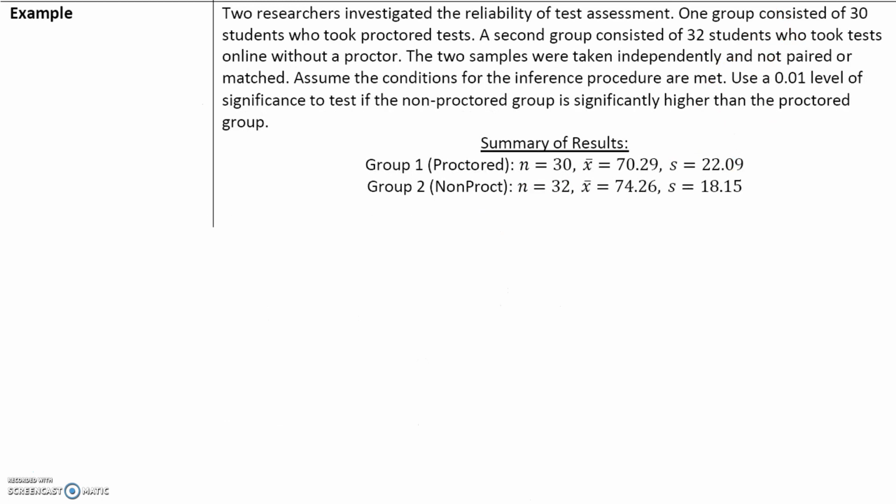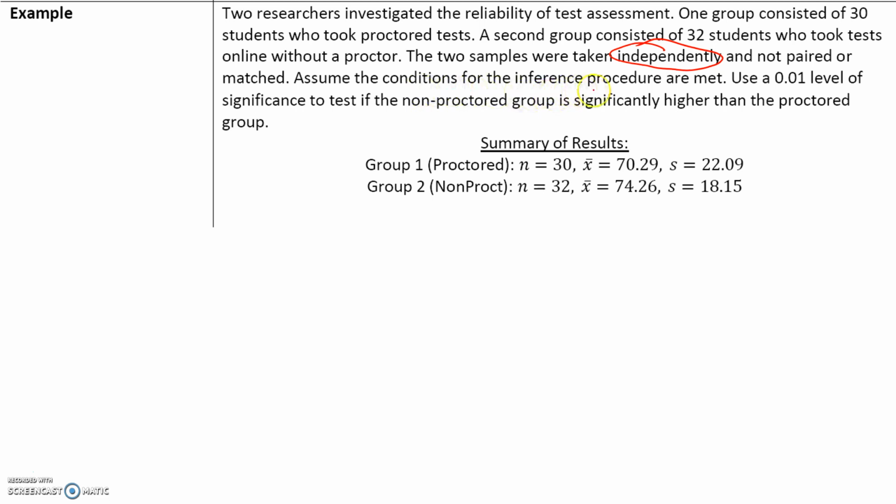Here's an example. Let's go back to the example of the proctored tests. One group consisted of 30 students who took proctored tests, which means they were being watched by someone. A second group consisted of 32 students who took tests online without a proctor, which means they could have had someone to help them, or someone else could have taken the test for them. The two samples were taken independently of each other since there's no relationship between the first and second samples.